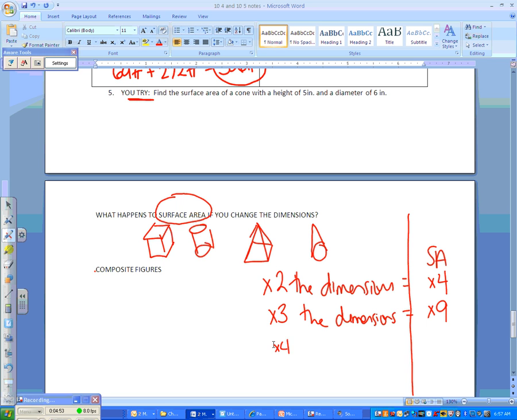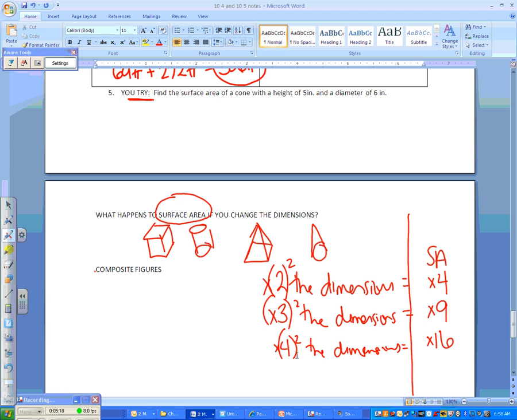If you quadruple the dimensions, anybody have a guess as to what that's going to be? The surface area is going to be multiplied by 16. So whatever you do to the dimensions, all you're going to do to figure out what's happening to the surface area is square it. Because 2 squared is 4, 3 squared is 9, 4 squared is 16.